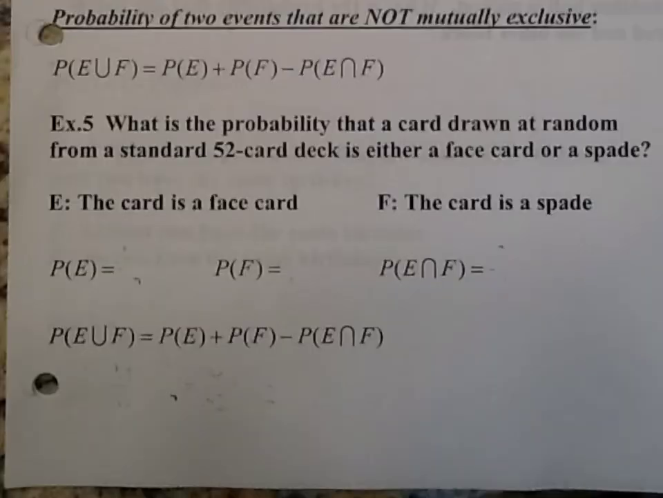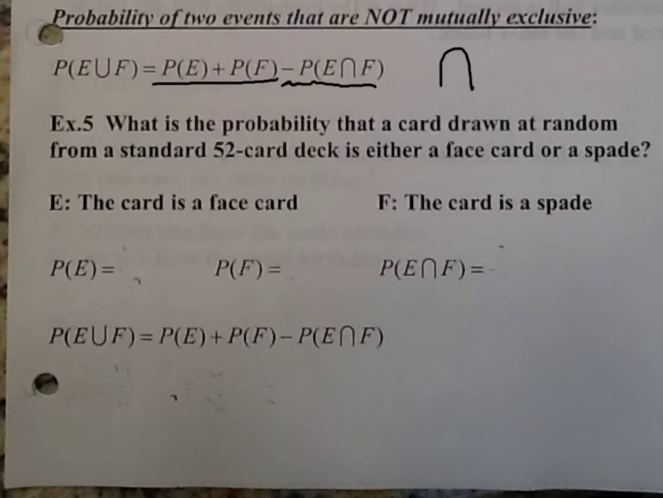Now, if they're not mutually exclusive, meaning there's some overlap in their parts, we're going to treat it a little bit differently. We're still going to tackle it as an OR statement. We're going to add it together. But then we have to subtract out the probability of when the 2 events have that overlap. So you see the little upside down U symbol? That's the intersection of the 2 sets.